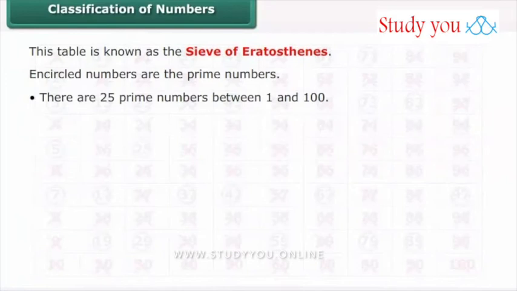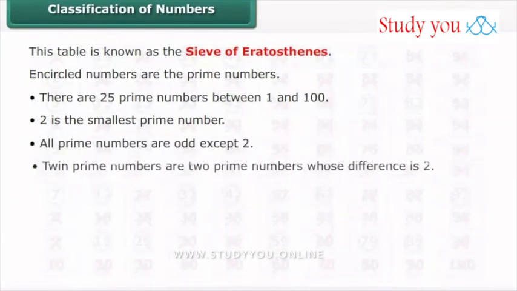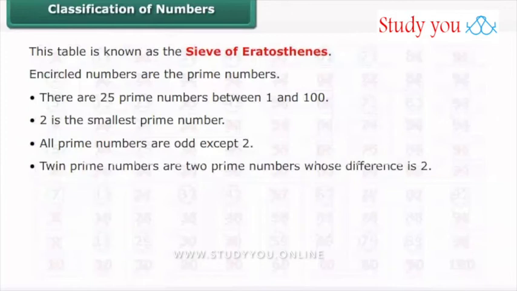There are 25 prime numbers between 1 and 100. 2 is the smallest prime number. All prime numbers are odd except 2. Twin prime numbers are two prime numbers whose difference is 2.